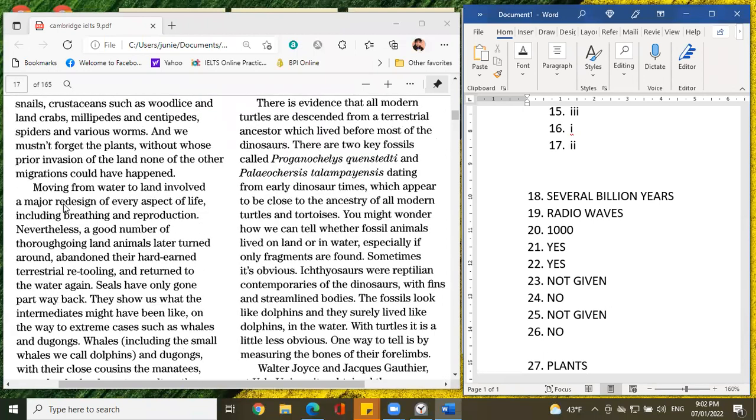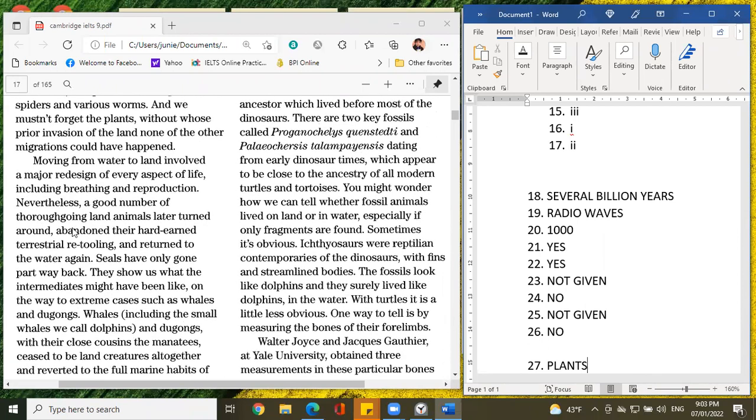Moving from water to land involved a major redesign, in areas which include breathing and reproduction.